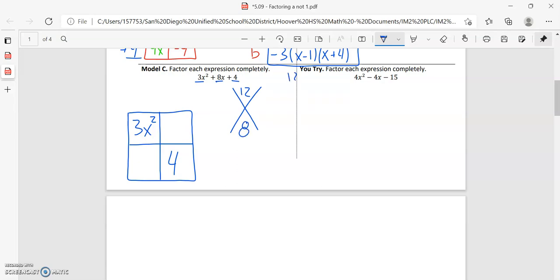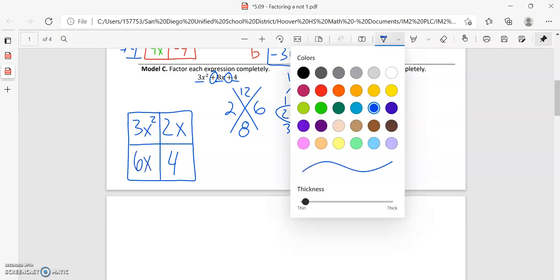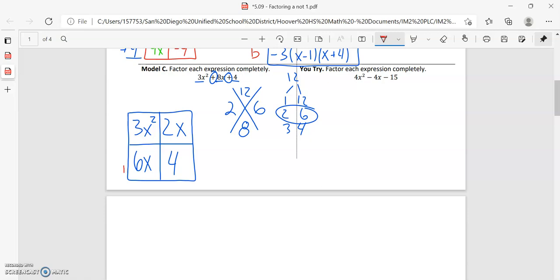Factors of 12, we have 1 and 12, 2 and 6, 3 and 4. Because both these things are positive, we know we're just going to have two positive numbers, and 2 plus 6 equals 8. So 2x and 6x. Now we're going to factor out. I like to go up this direction first. 3 and 6, what factors out of 3 and 6? That is 3, and we have 1x at each of them.